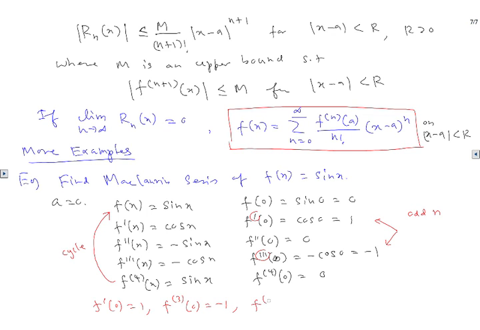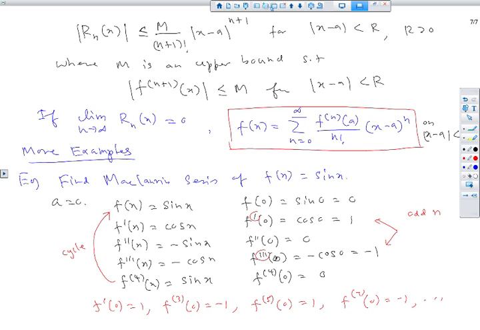So if 5 is 1, if 7 is negative 1, like that. So only the odd powers, everything else is 0. So let's now go back and plug in. So if you go and plug in, what do you get?